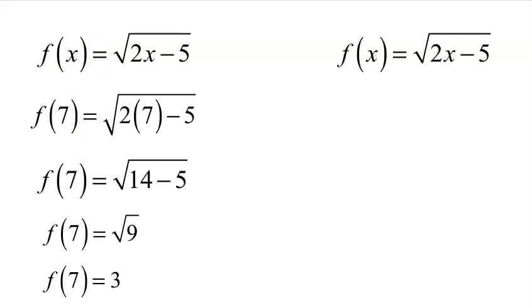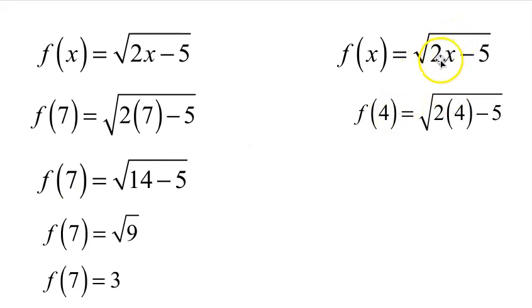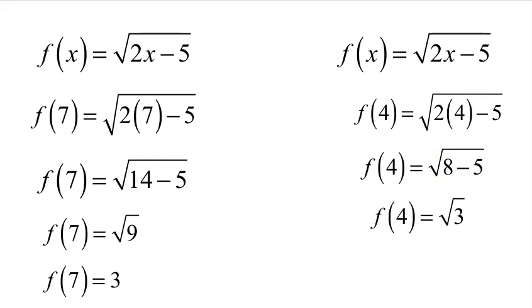Let's look at another one. This one I want f of 4. So I'm going to plug 4 in for x. 2 times 4 is 8, 8 minus 5. Order of operations says do what's under the square root first. 8 minus 5 is 3. Now I have the square root of 3.